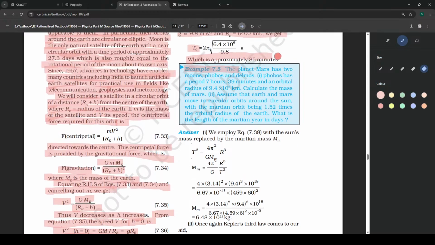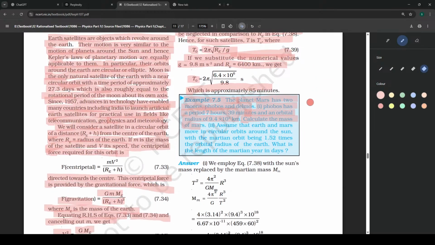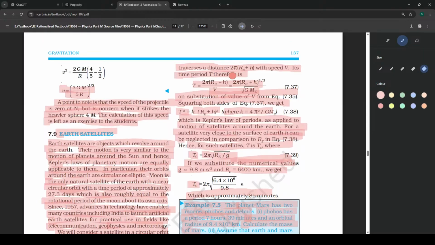Now let's see the example here. They are saying that the planet Mars has two moons, Phobos and Deimos. Phobos has a period of 7 hours and 39 minutes and an orbital radius of 9.4 into 10 power 3 kilometers. Calculate the mass of Mars. Basically here we have the formula right here. Instead of mass of Earth, here we take it as mass of Mars.